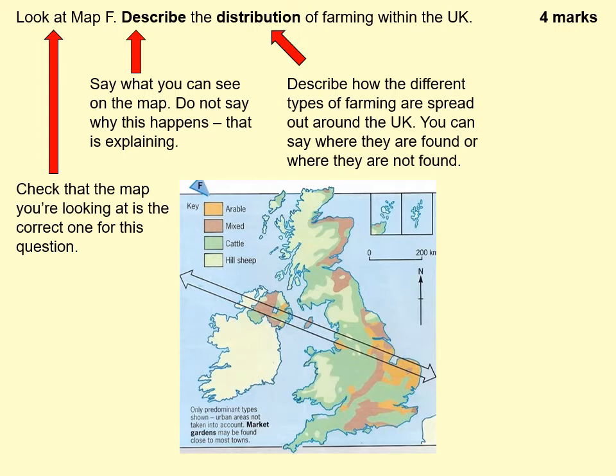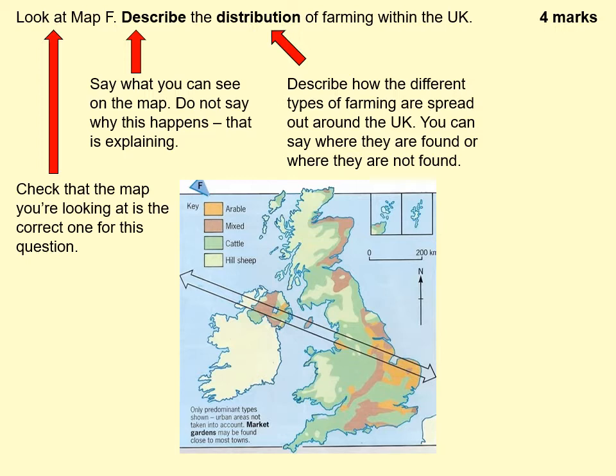Distribution. We need to remember that this word means describe how something is spread out or the pattern of something. So here we are going to describe how the different types of farming are spread out in the UK. And we can do that by saying where types of farming are found, but also where they are not found.